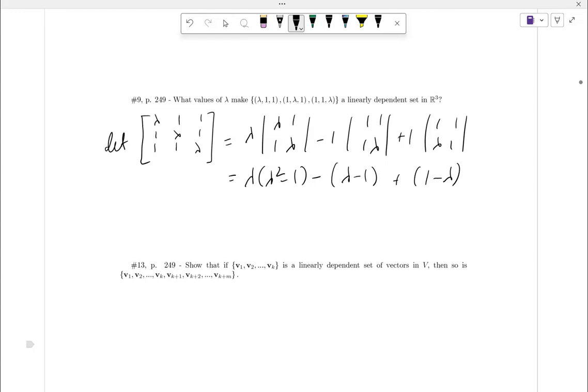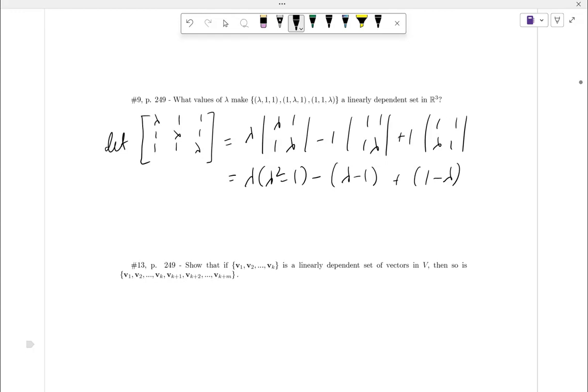So do each of those determinants. You get lambda times lambda squared minus 1 for the first one. And then I've got lambda minus 1 for the second one, but that'll be minus for that coefficient out in front of the 1. And the other one will be 1 minus lambda, right?